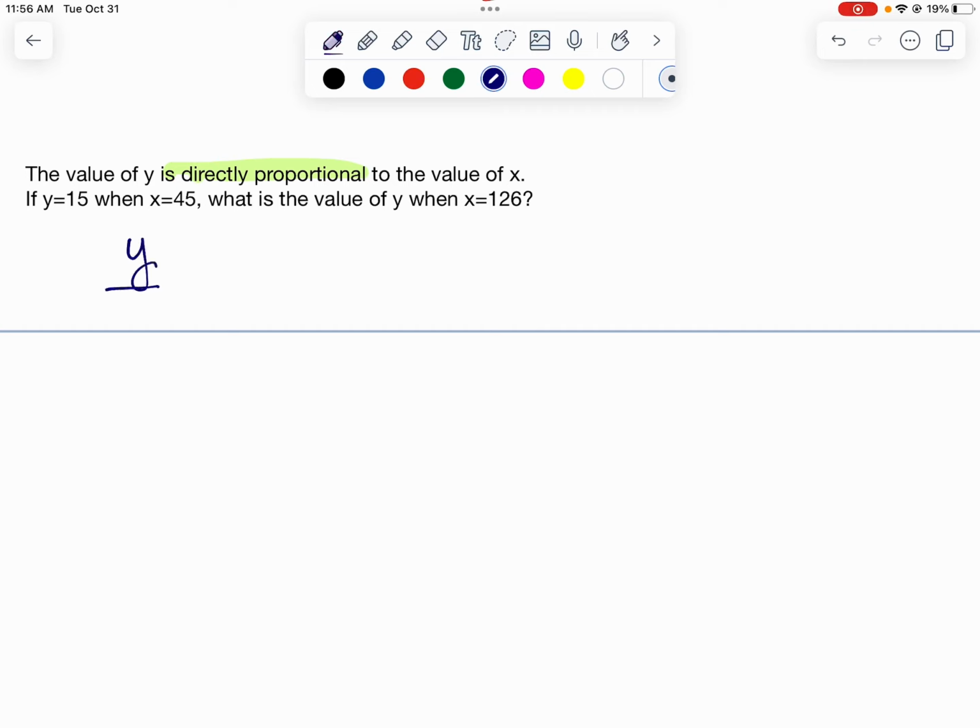So I always do y over x. So the first y they give me is 15 over 45 is the x that goes with it. And they said, what is the value of y? So I don't know y when x is 126. So we're going to cross multiply.